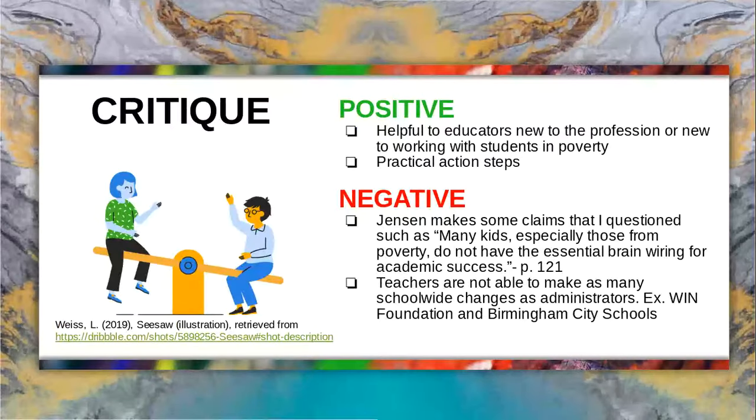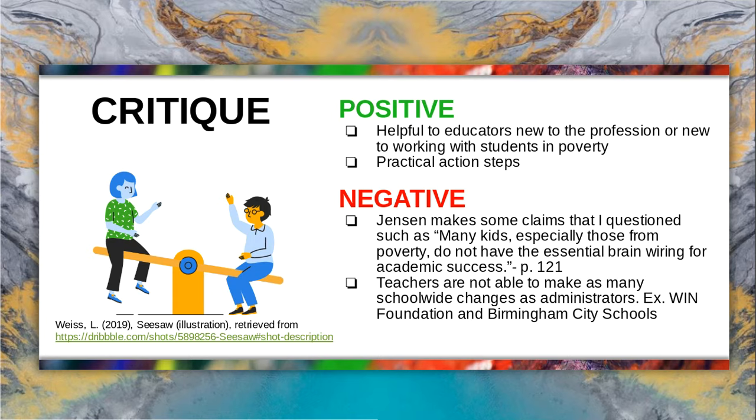As a critique, I found it helpful for new educators and educators who are new to working with students in poverty. And I like how Jensen gives some practical action steps as well as research and theory. On the negative side, some of his language I don't agree with, and he suggests that some of the students' brains are not wired for academic success. I don't find that to be correct.